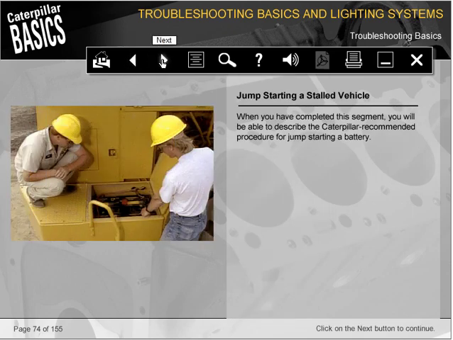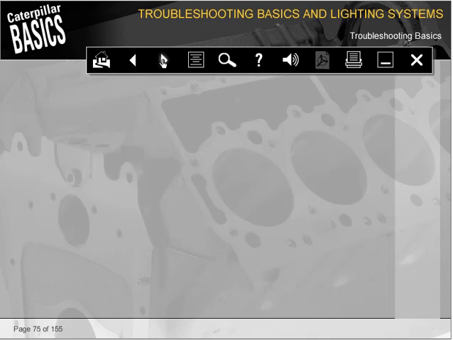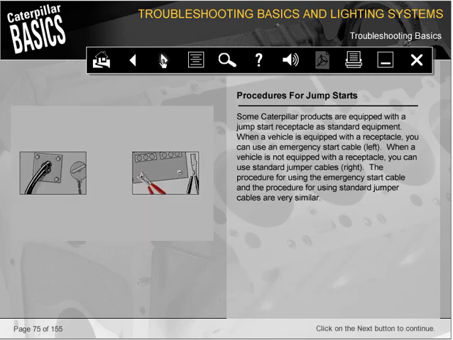When you have completed this segment, you will be able to describe the Caterpillar recommended procedure for jump-starting a battery. Some Caterpillar products are equipped with a jump-start receptacle as standard equipment. When a vehicle is equipped with a receptacle, you can use an emergency start cable, left. When a vehicle is not equipped with a receptacle, you can use standard jumper cables, right. The procedure for using the emergency start cable and the procedure for using standard jumper cables are very similar.